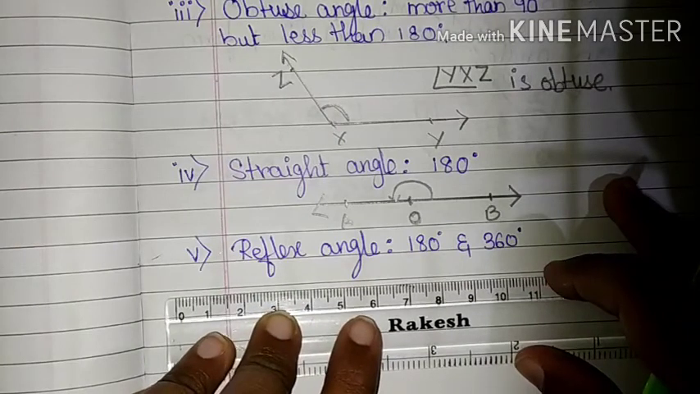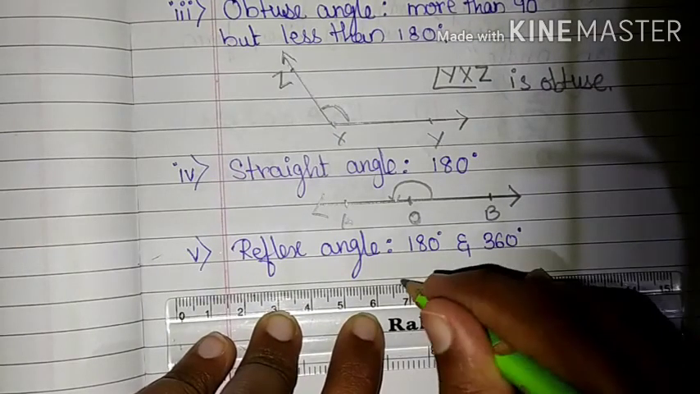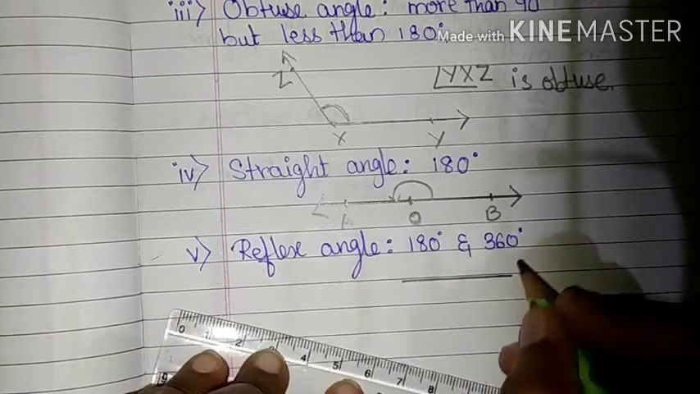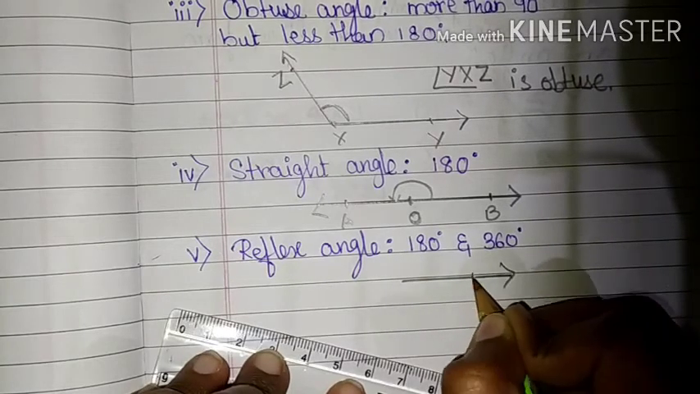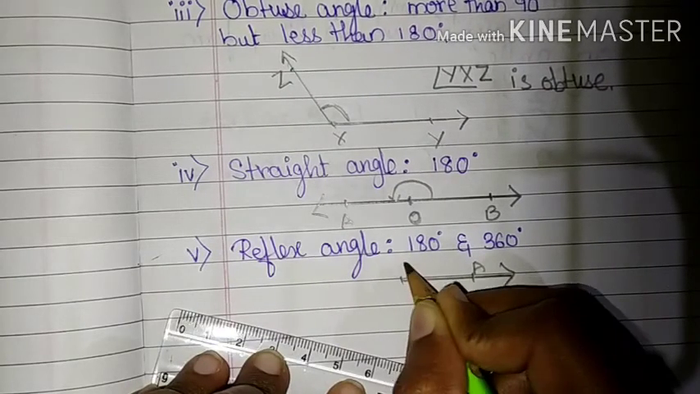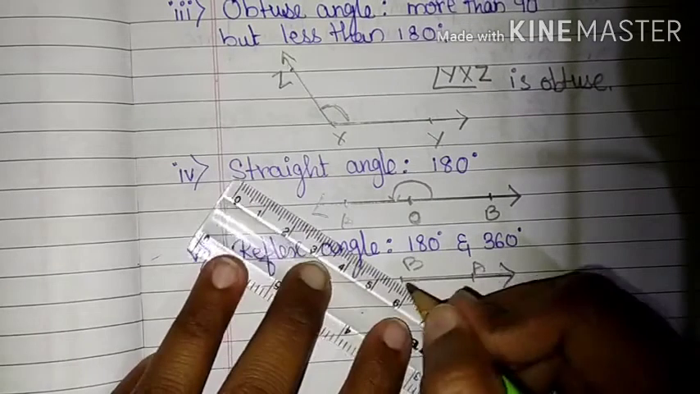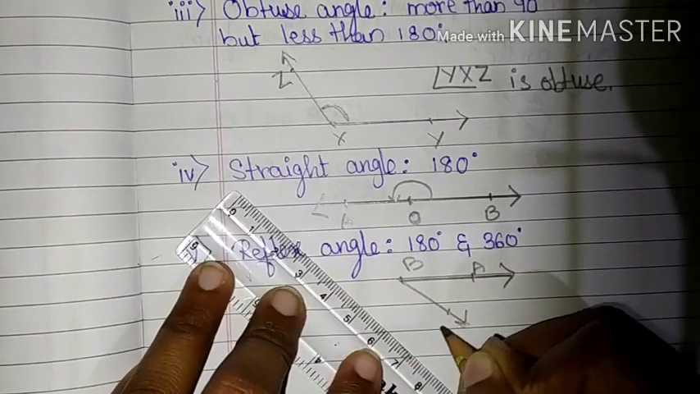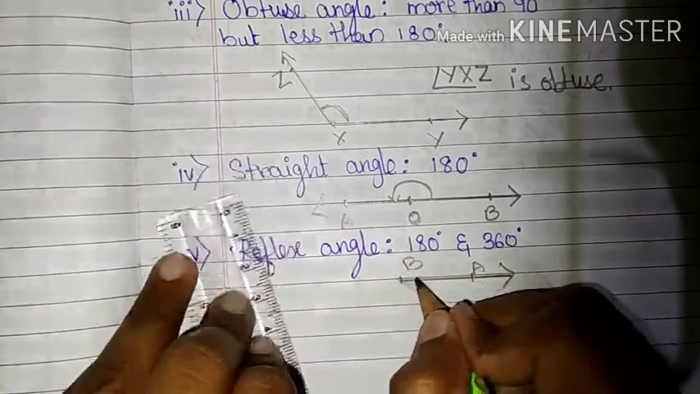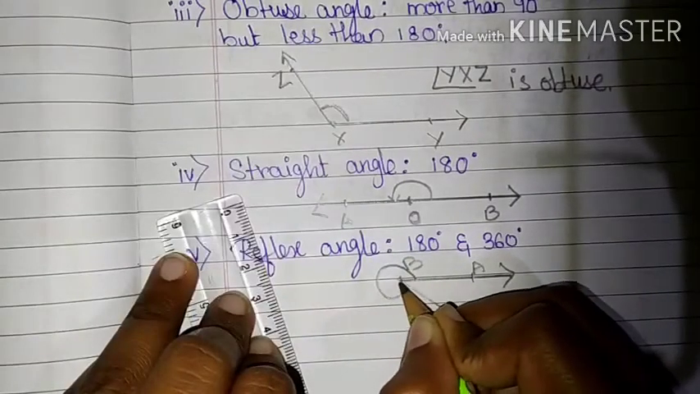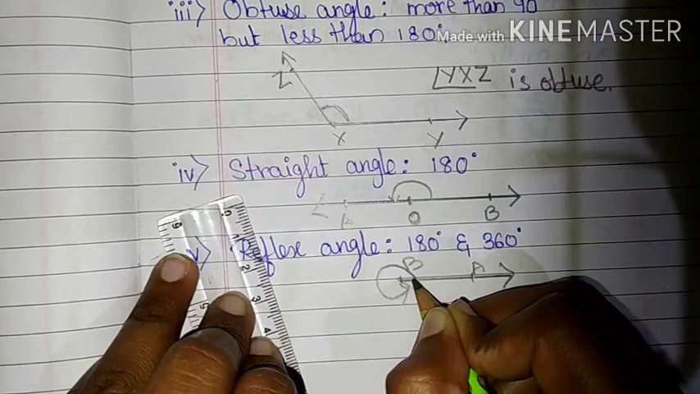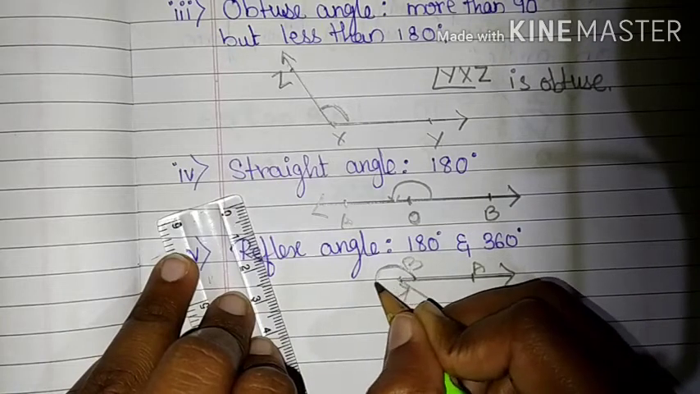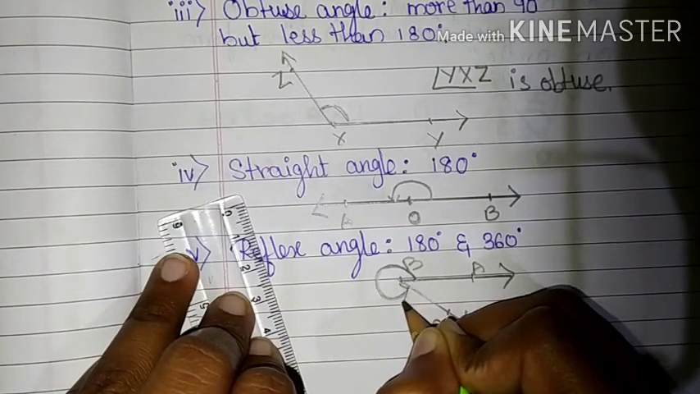So you can see here, if we were to draw a reflex angle, then this is our ray AB, and now here we have ray BC. So this is our reflex angle. From here we measure reflex angles from the top ray to the bottom ray, like this.